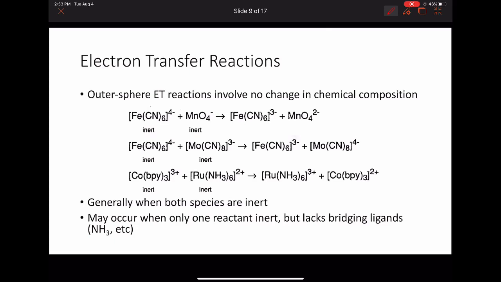Outer sphere ET reactions will necessarily involve no change in the chemical composition of the systems and will almost always involve inert species for both of the complexes. We can also have reactions that are outer sphere electron transfer in the event that we have labile systems, but there's no bridging ligands. So if only one reactant is inert and the other is labile, but there are no bridging ligands, then we can still have outer sphere electron transfer reactions that occur, because of course we can't form that bridged intermediate.